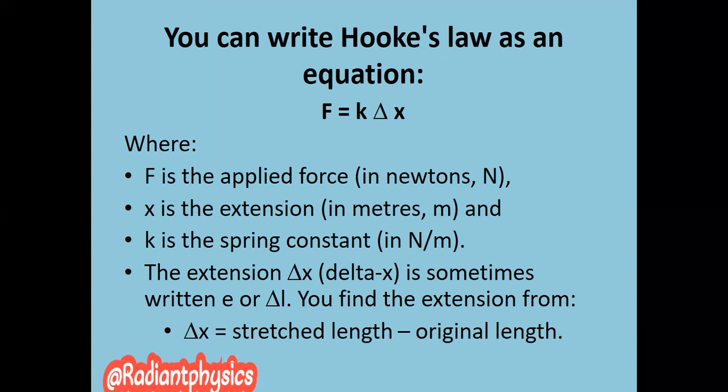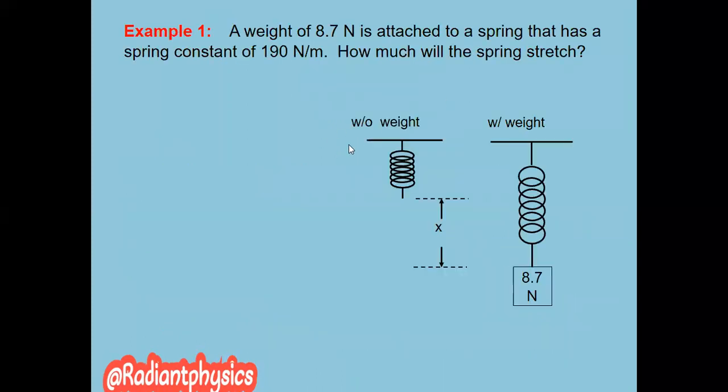We are going to solve 2 examples now to show you how to apply this equation. So here we have a question. The first question says a weight of 8.7 Newton is attached to a spring that has a spring constant of 190 Newton per meter. How much will the spring stretch? So how much do you think the spring will stretch? Look at the spring here, and this is the weight that is applied to it. The force is 8.7 Newton.